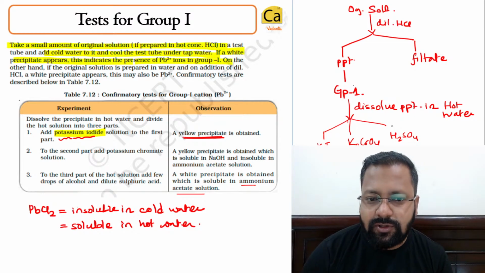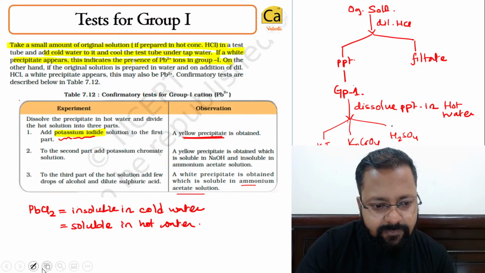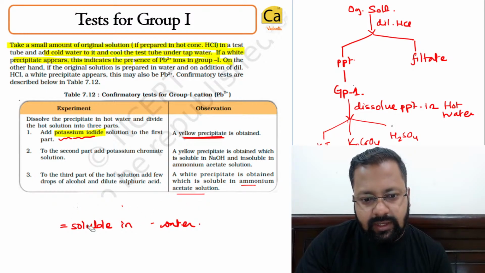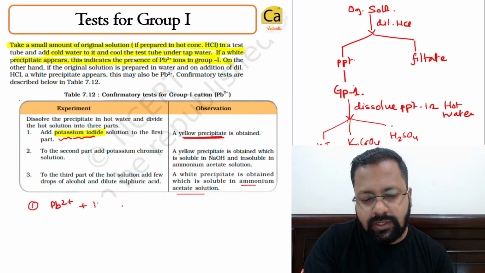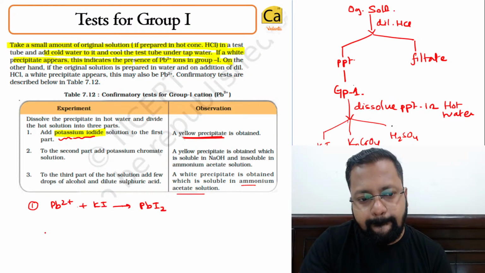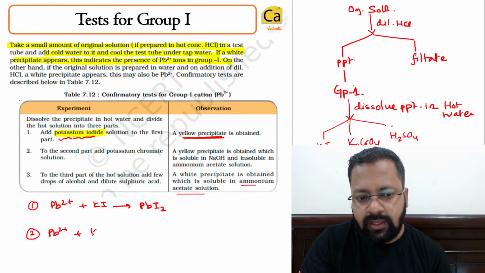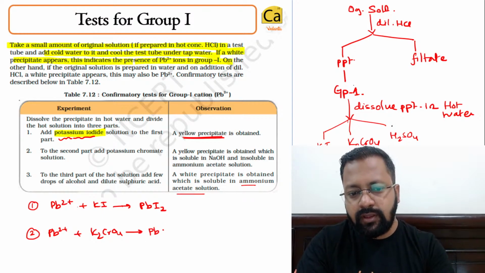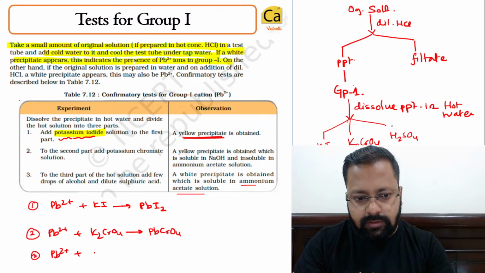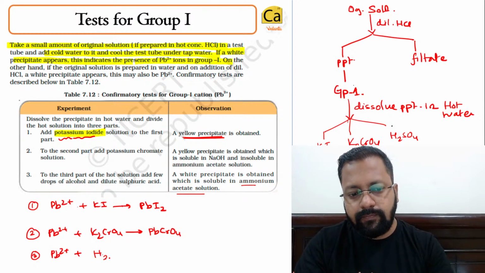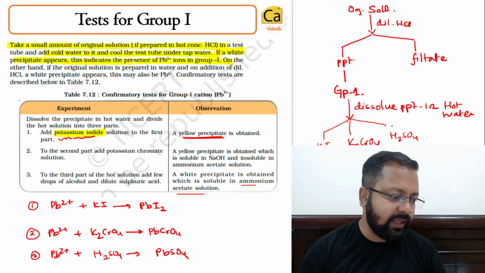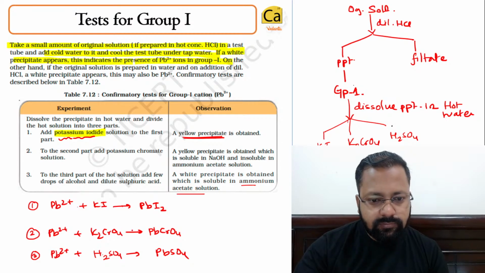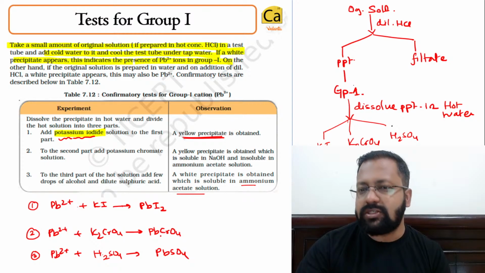Understood? So there are three tests. If I have to write, then I'll write it like this. First, Pb2 plus reacts with KI, gives PbI2. Second, Pb2 plus reacts with K2CrO4, it will give PbCrO4. And third, Pb2 plus will react with H2SO4, it will give a precipitate of PbSO4. आपको तीन तरह के precipitate मिल जाएंगे. पहले दो precipitates they are yellow in color. PbI2 is yellow, PbCrO4 is yellow.